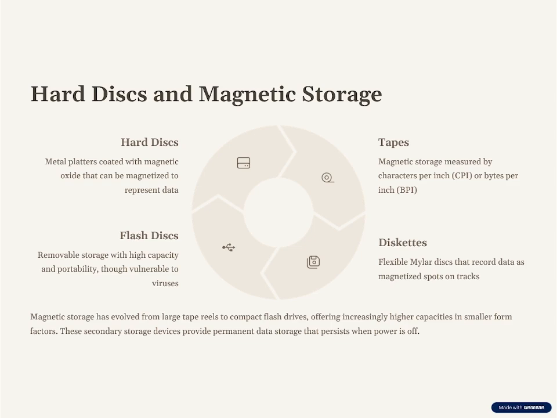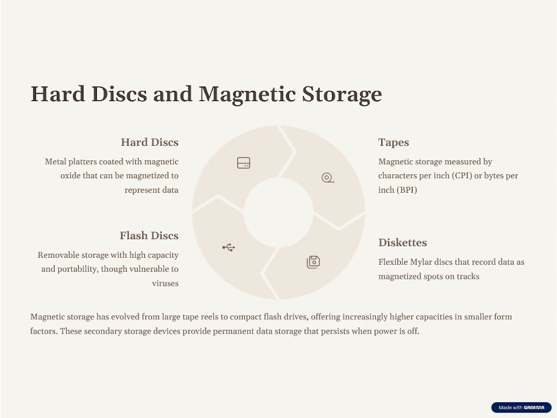They are categorized under what we call the secondary storage device, the magnetic storage and the hard disk. So the hard disk is a metal platter coated with a magnetic oxide, and then it can be magnetized to represent data. So that's the work of the hard disk. As you advance, you'll see inside the hard disk the way it is. It will always have a platter and a read-write head.